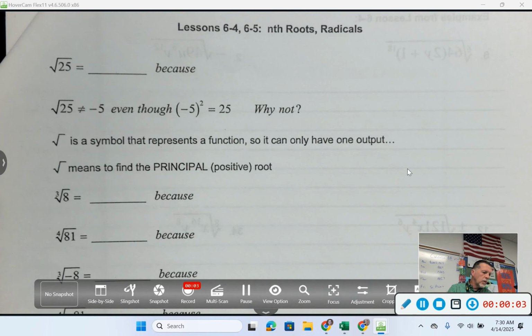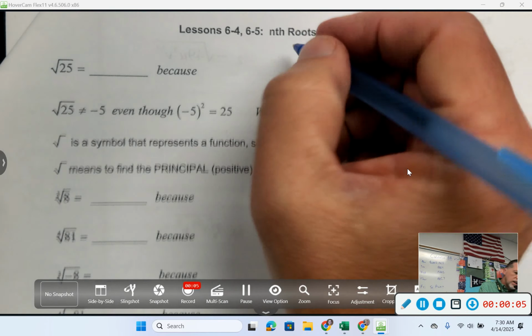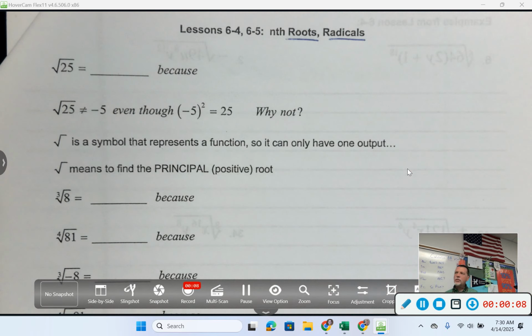All right, so roots, radicals. I think most of this is review, but there's a few finer points at the end that you may not have thought about or considered before. So we'll definitely slow down when we get there. But I think we know the first question here. What's the square root of 25?